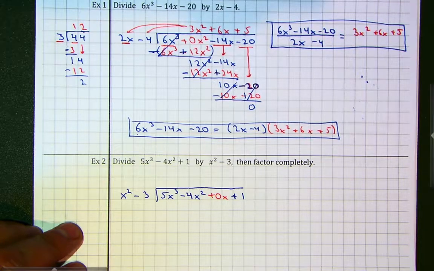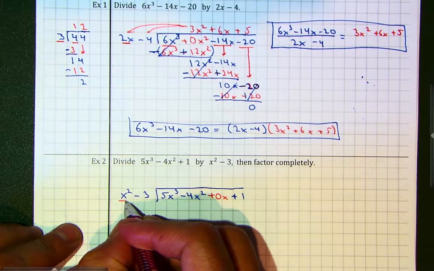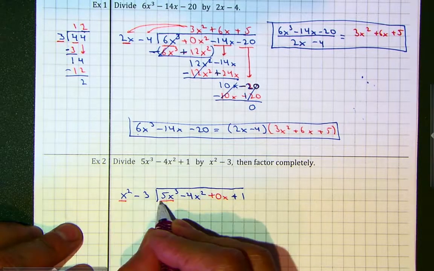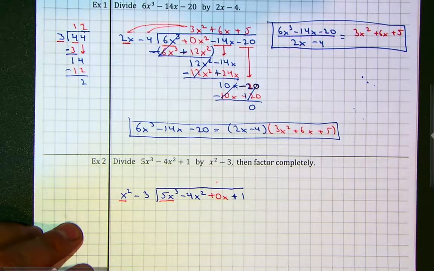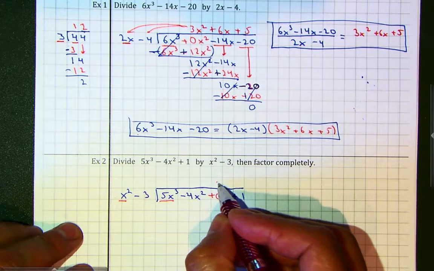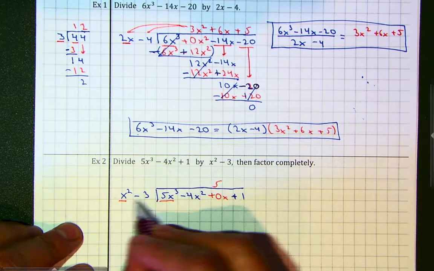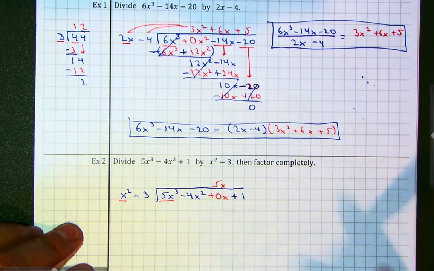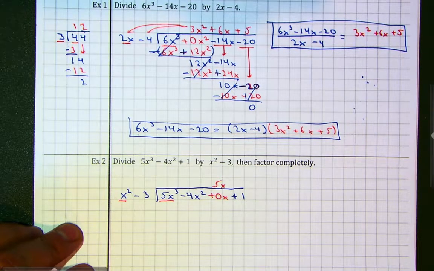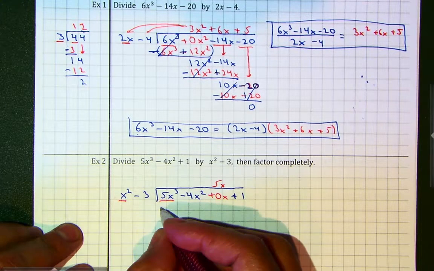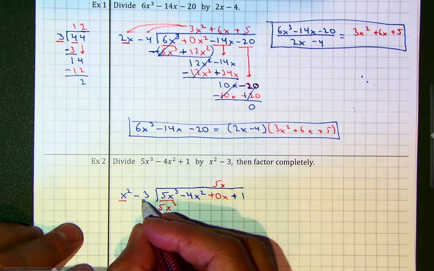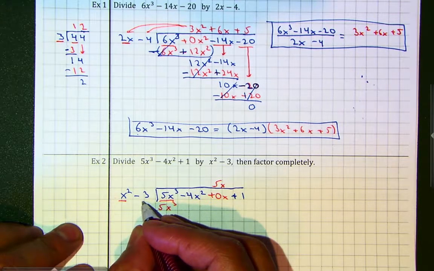Let's see. We're going to start. X squared goes into 5x to the third. How many times? So we're going to need an x. I'm going to place it right over here. So I'm going to multiply. There's a 1 here, so I'm going to multiply by 5. And how many more x's do I need? I need 1 more. Then 5x times x squared gives me 5x to the third. 5x times negative 3 is negative 15x. So therefore, I'm going to place it here.